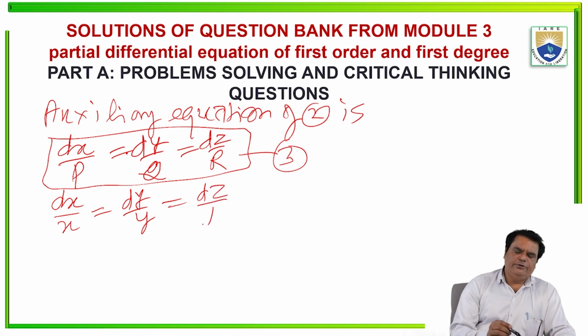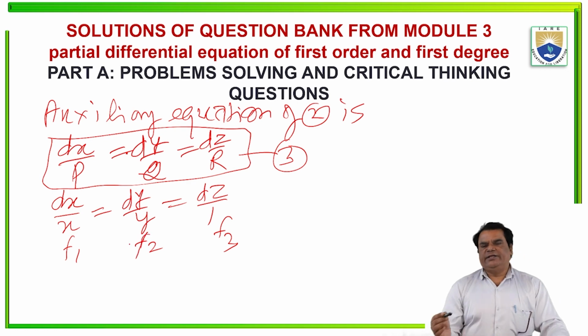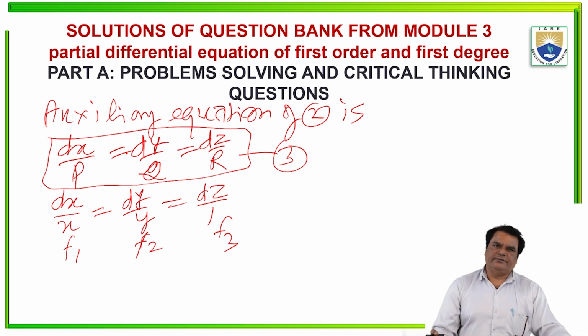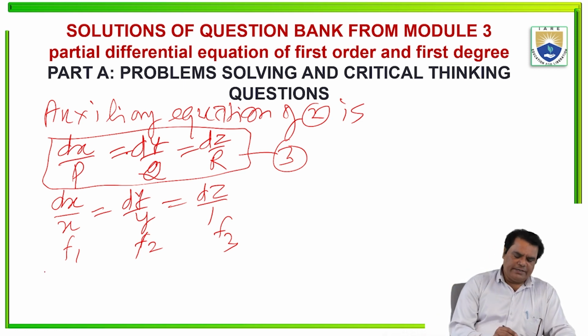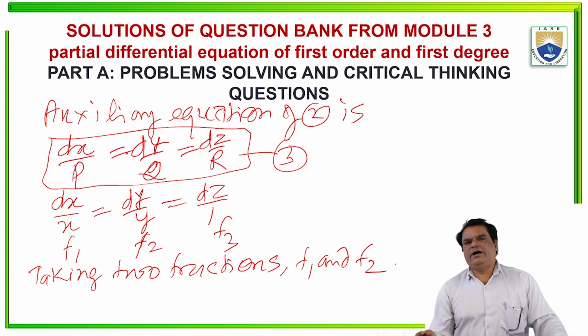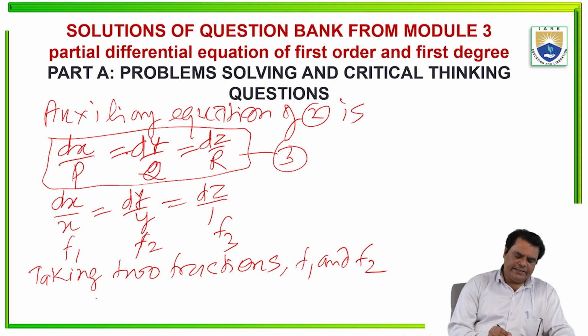Now there are 3 fractions in this equation 3: this is fraction 1, this is fraction 2, this is fraction 3. So we are taking any 2 fractions at a time. Taking two fractions, F1 and F2, the first and second fractions, dx upon x equal to dy upon y.